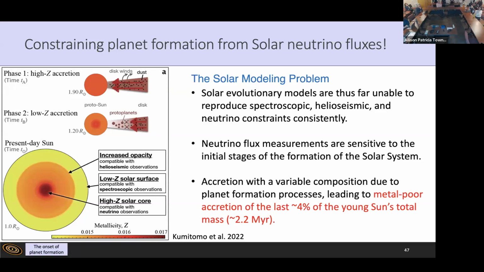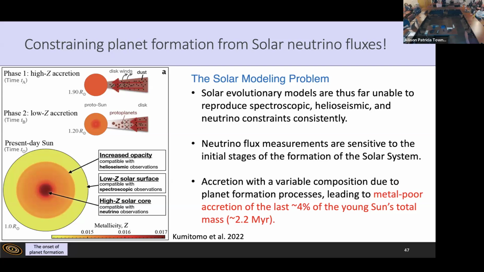And so Kunitomo et al. in 2022 came up with a solution. The idea is this: early on, you have high metallicity accretion for our protosun. A lot of dust grains just got accreted onto our protosun, and this helps build a high metallicity core.